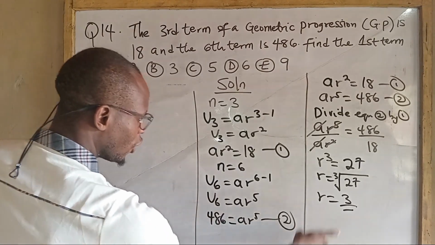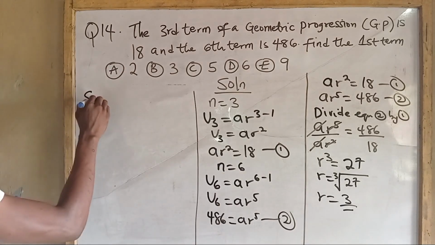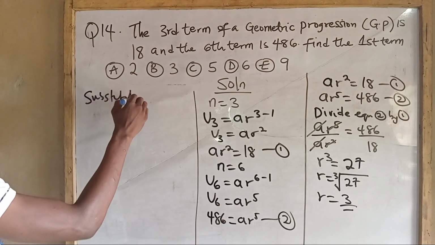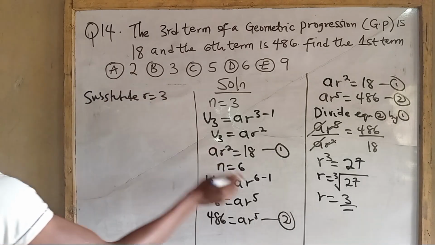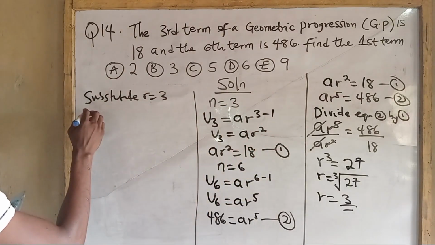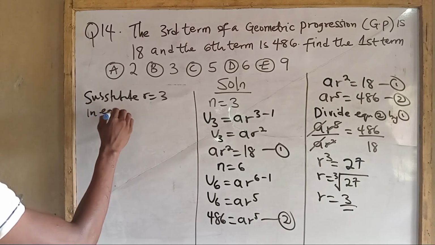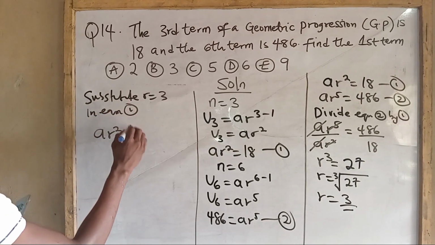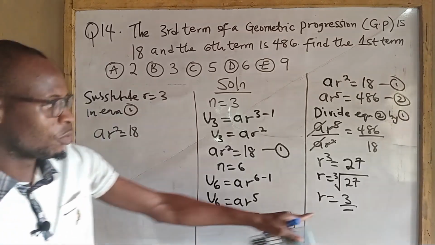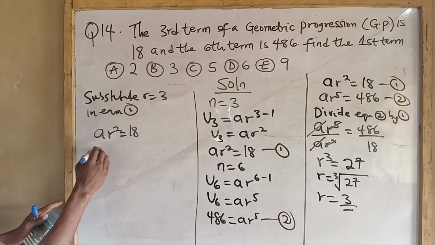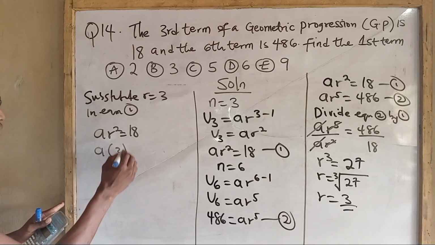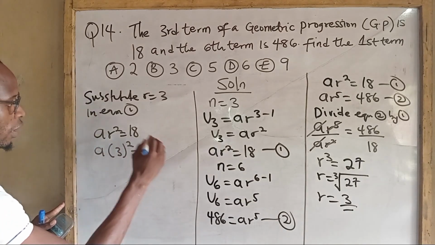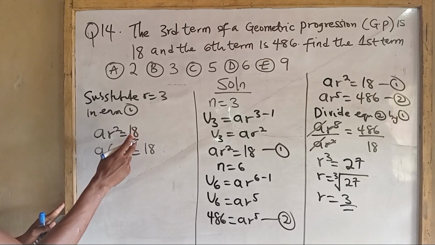So after getting r to be 3, you substitute r equals 3 in any of these two equations. So you can use equation 1. Equation 1 is ar squared is equal to 18. That means anywhere we see r now, we put what? 3. So this is going to be a bracket 3 raised to power 2 is equal to 18. So of course 3 raised to power 2 gives 9, right?